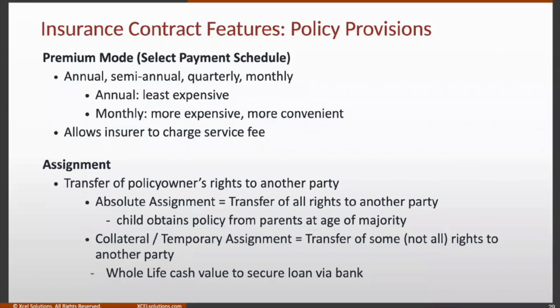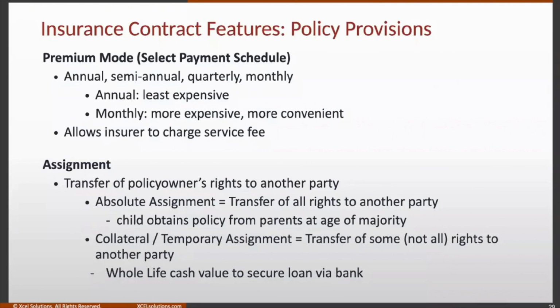The whole life cash value is used in the contract to secure a loan from a bank. But once you meet your financial obligation back to the bank of paying the loan back plus interest, they have no desire to own a policy on your life any longer, and they will reassign ownership back to you. So collateral assignment, remember, is only a temporary assignment. You will eventually get ownership rights of that policy back.